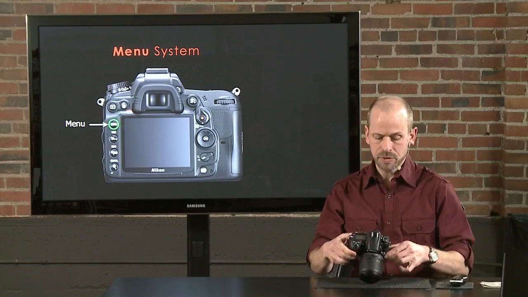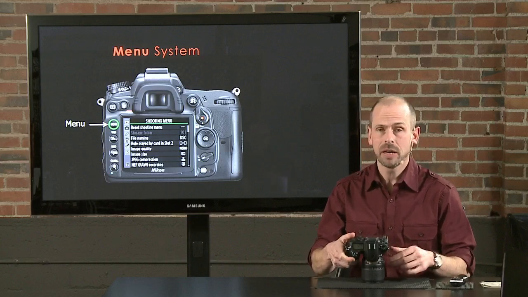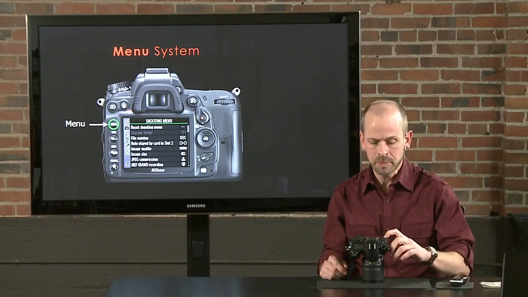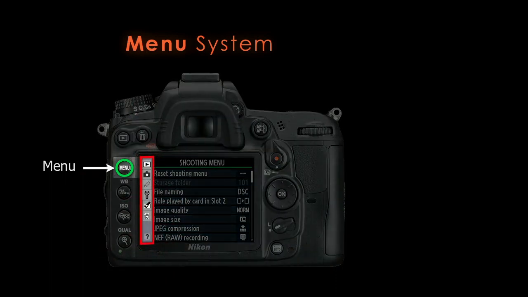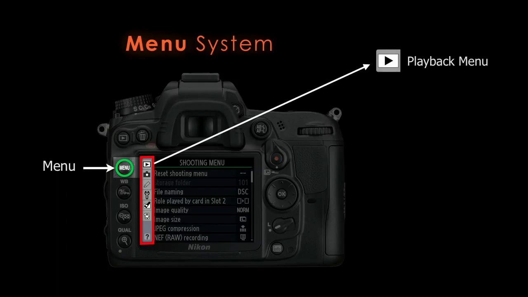So what we're going to have to do is make sure your camera is turned on, and if you hit the menu button, it's going to take us into the menu. And you'll notice that there's a bunch of symbols over on the left-hand side, and each of these is how we are organizing our different features.